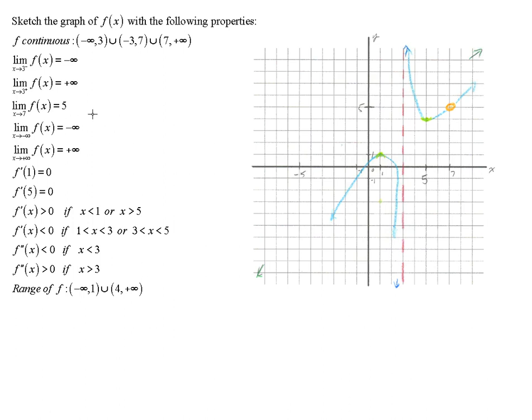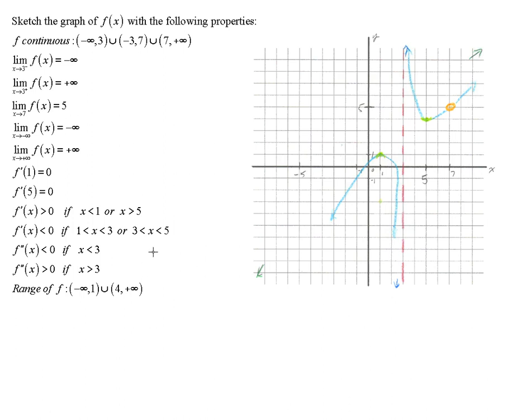Let's see, what's the next one? The limit as x goes to negative infinity of f of x is negative infinity. That's why, when I was drawing these, I put these little arrows right here, because I knew that's why it's going to negative infinity, and positive infinity when we go to positive infinity.